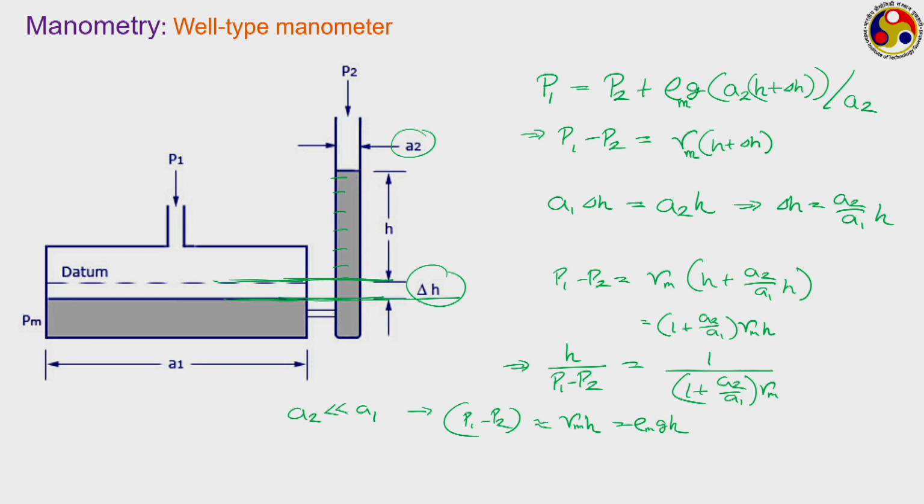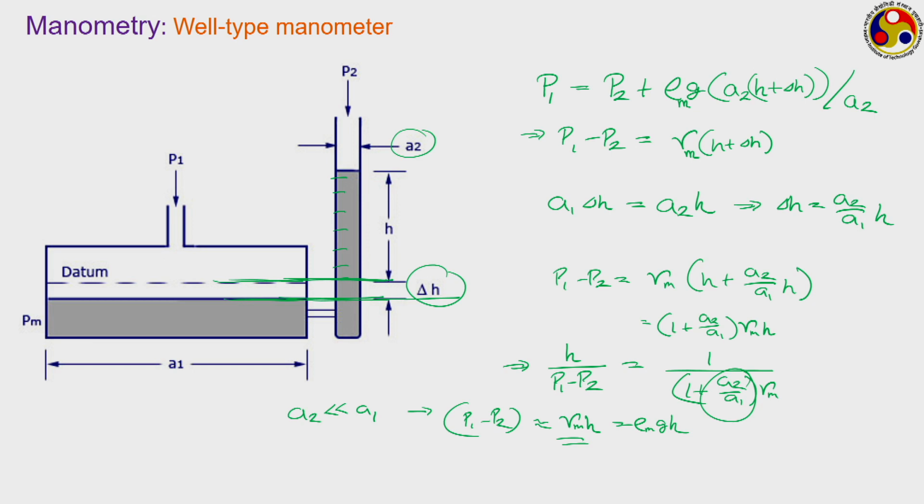So, this well type manometer is the first kind of manometer, a very simple instrument, but we can get quite accurate measurement just by knowing the value of this gamma m and also this ratio of A2 upon A1, which generally is provided by the manufacturer itself.